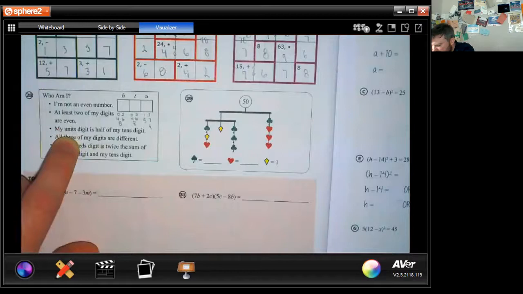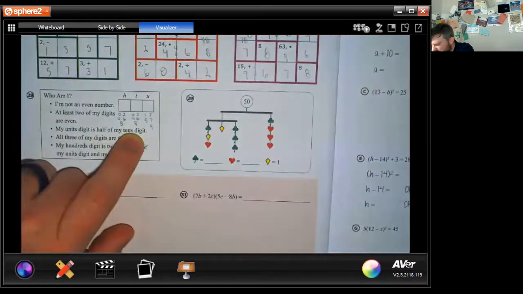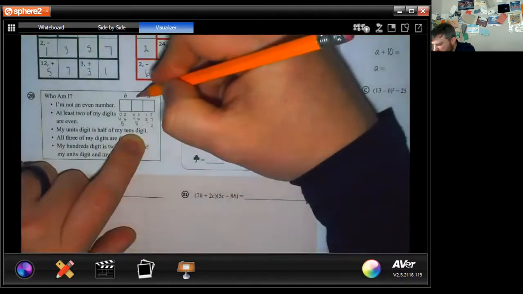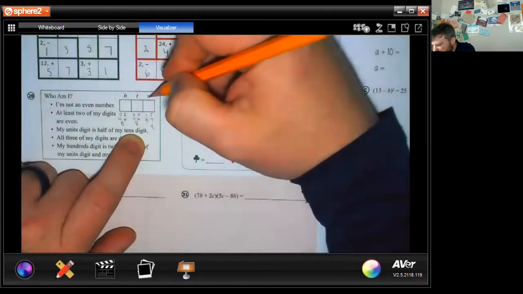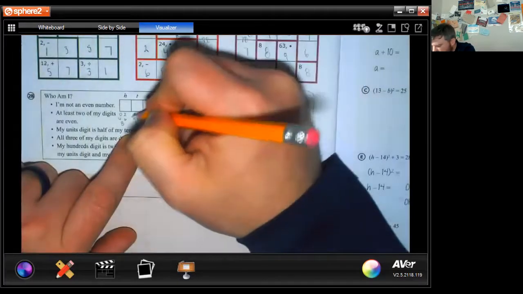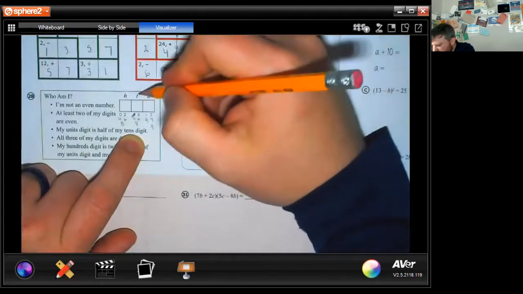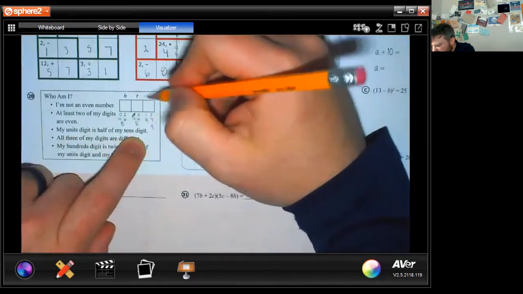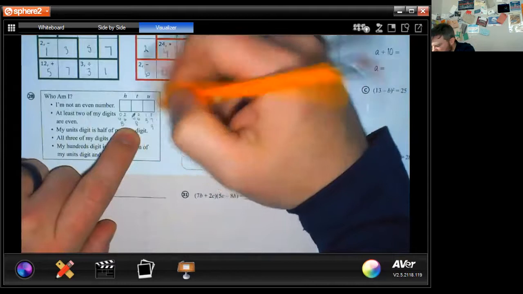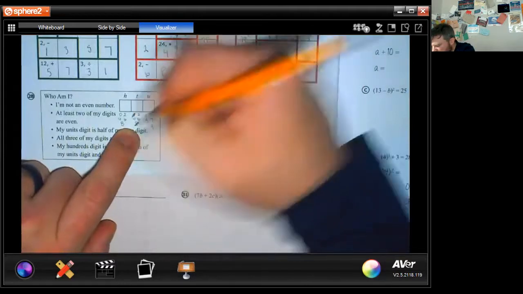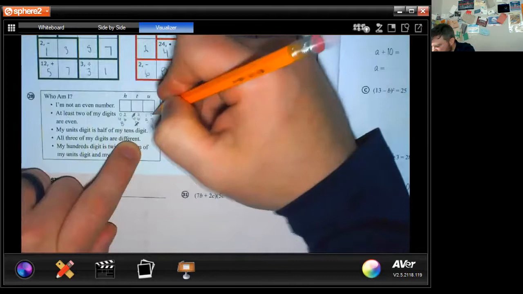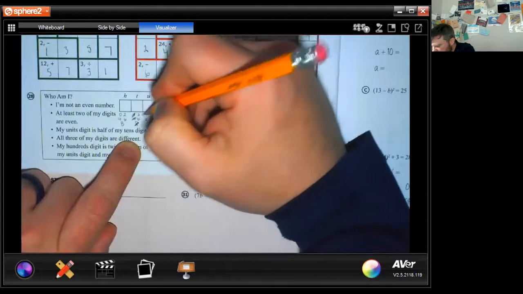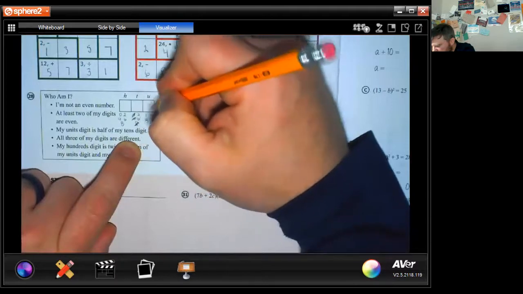My units digit is half of my tens digit. Okay, so this one is half of this one. Or this one is double this one. Okay, so this one cannot be a 0. 8, half of that isn't over here, so it can't be that one. 6, half of that is 3, so that's good. 4, half of that is 2, so it can't be that. 2, half of that is 1. So this is either 2 or 6, and this is either 1 or 3.